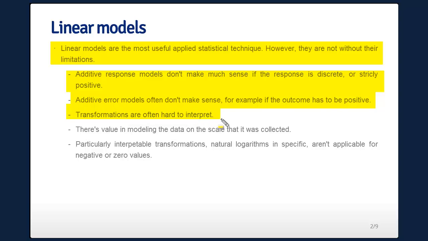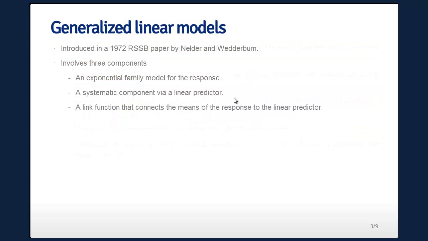You can do things like transformations, but often transformations are hard to interpret. I think there's an actual value to modeling the data on the scale that it was collected, or the scale that's of interest. And then, particularly interpretable transformations, natural log being the most obvious one, isn't applicable to negative or 0 values. And you can get around that, of course, but you then no longer have natural log. You have natural log of some function of the data.